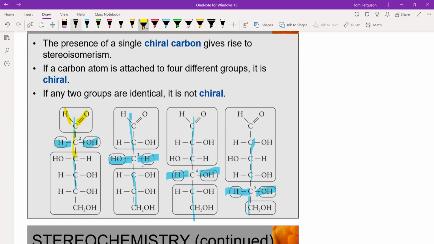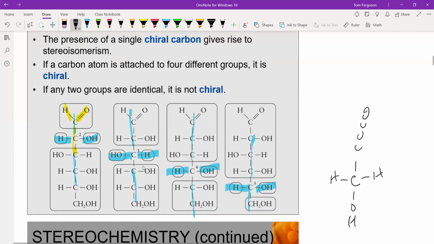Let me draw it bigger. It's 4, but it's not unique. The H is duplicated. So carbon 6 is not chiral. Carbon 1 is not chiral because it only has 3 groups. Carbon number 6 has 4 groups, but they're not unique. Okay, so we have carbons 2, 3, 4, and 5. So that's 4 chiral carbons.